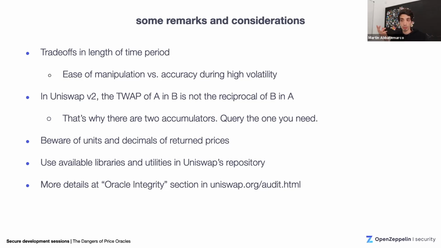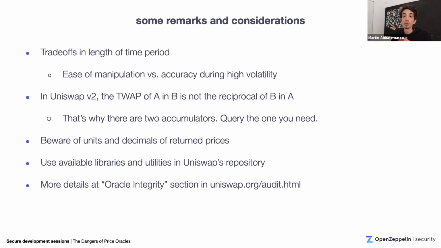In Uniswap V2, you should be careful that the time-weighted average price of A in B is not the reciprocal of B in A, just because they are using the arithmetic mean. I'm not getting into the details of the math of it, but be careful with that. I've seen errors coming from that. That's why you have two different accumulators, so you should be querying the one that you need. Don't take the reciprocal of the price that you get recklessly.